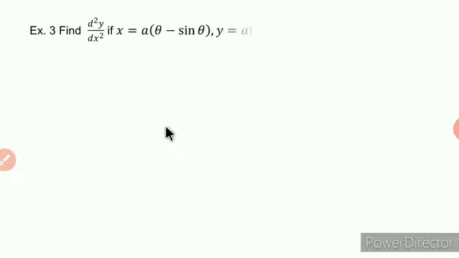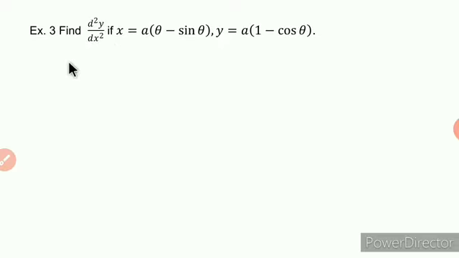Example 3 is: find d square y by dx square if x is equal to a multiplied by theta minus sin theta, y is equal to a multiplied by 1 minus cos theta. This means here x and y are parametric functions of theta, and our aim is to find the derivative of y with respect to x. It is the second order derivative.